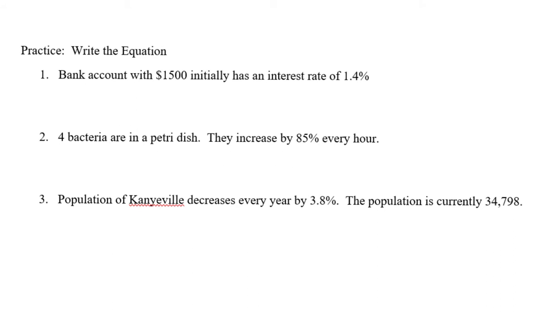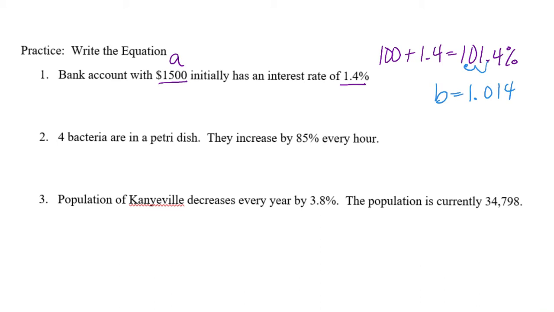All right, looking at our first example, a bank account has $1,500 initially and an interest rate of 1.4%. So that $1,500 is going to be our A. Now, this 1.4%, think about it, a bank account increases, the money is going up as you have your money in there. So we always start with 100%, and since it's increasing, we're going to add the 1.4. So we get 101.4%, but we can't use a percent in an equation. So we have to change that percent to a decimal by moving the decimal 2 places to the left. So our B is going to be 1.014.